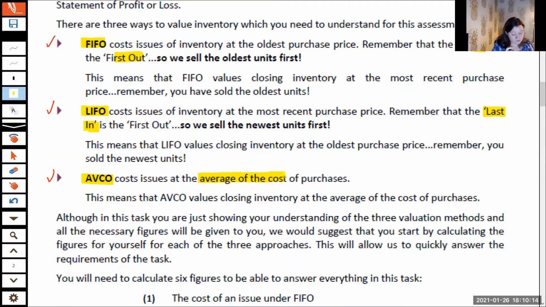Obviously, guys, if you have any questions, please do just type them in the chat box. More than happy to answer anything you have. But those are our 3 different inventory valuation methods: FIFO, LIFO, and AVCO.